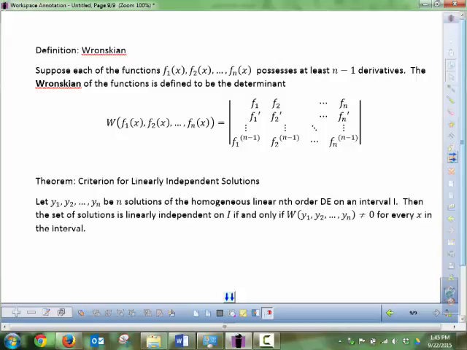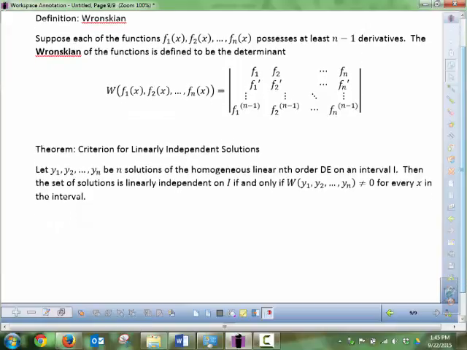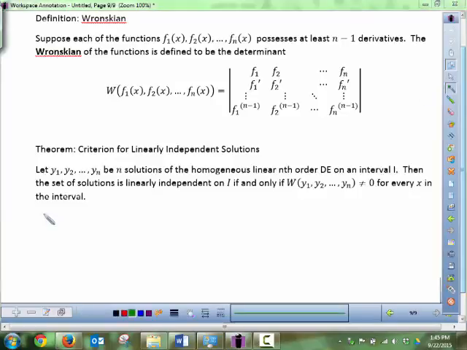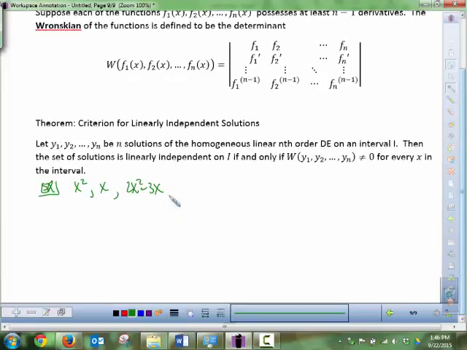Okay? So let's use the two examples that we did, except one of them had 3. Let's see how that'll work out. What was it? x squared, x, 2x squared minus 3x. All right, let's find the Wronskian of this. And we said that this was dependent, right? So the Wronskian should equal 0. So let's see if that's true.